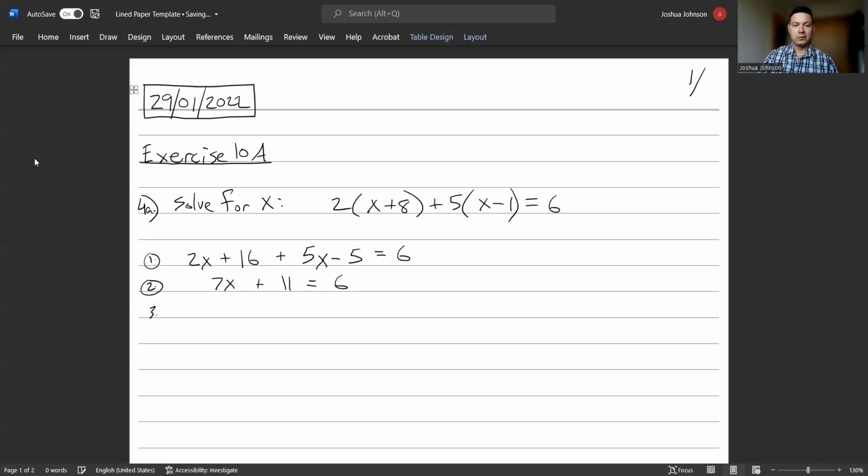And so on and so forth. I'll just continue through this problem. We want to get 7x by itself. So 7x equals 6 minus 11, which would be -5. And then we solve for x. So we divide both sides by 7, which ends up being -5 divided by 7.